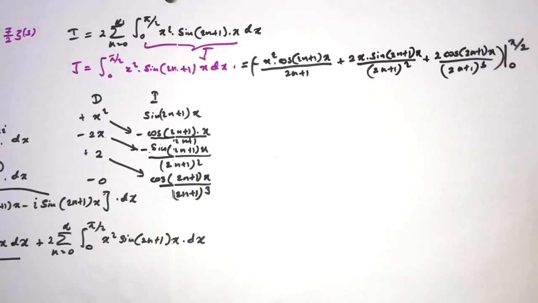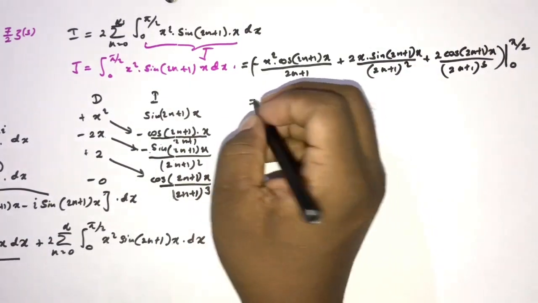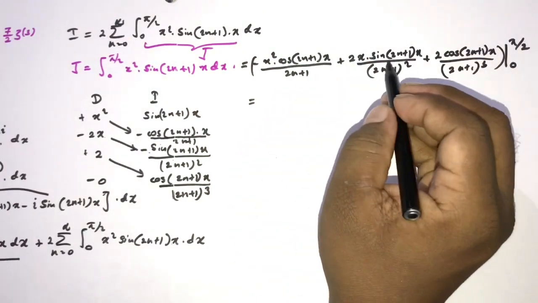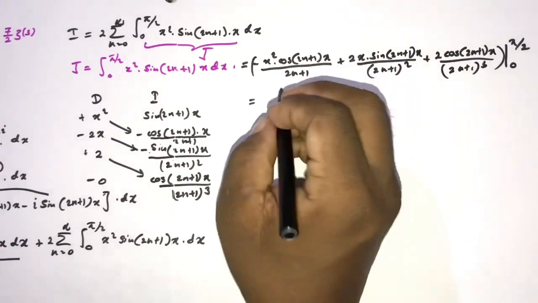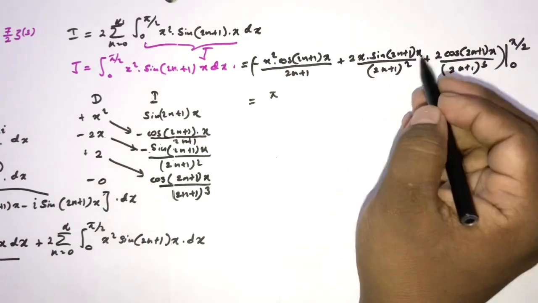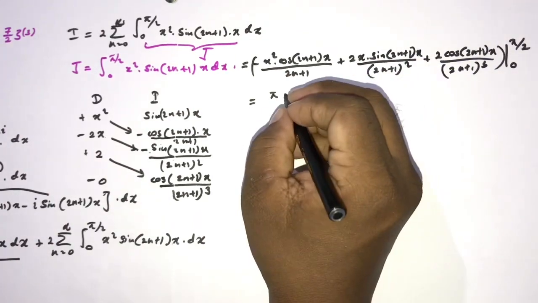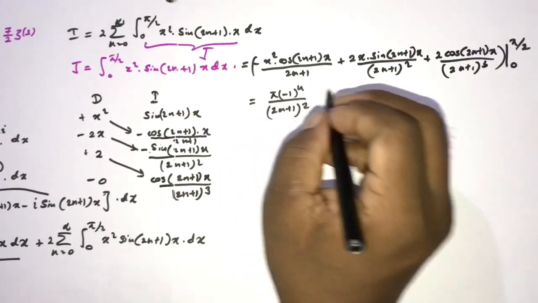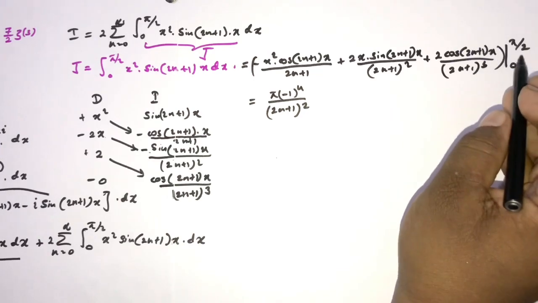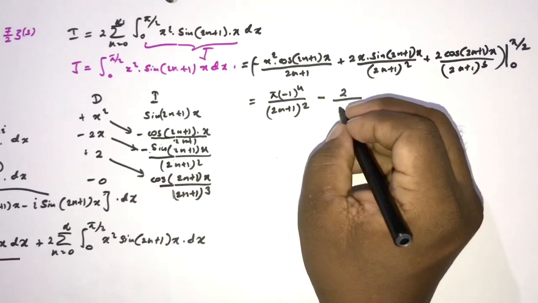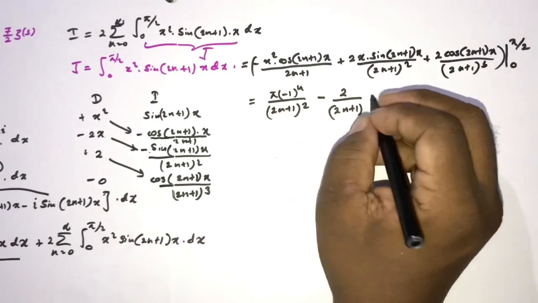Now we can apply the upper limit and lower limit. If we plug in pi over 2 and 0, here we get 0, and here we have pi over 2, so the 2 gets cancelled. Pi times sine of 2n plus 1 times pi over 2, which we can write as minus 1 to the n, so minus 1 to the n over 2n plus 1 squared. Here we have minus 2 over 2n plus 1 cubed.